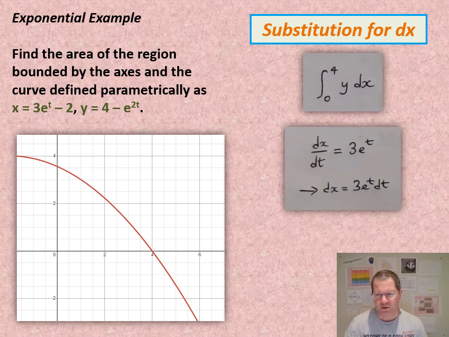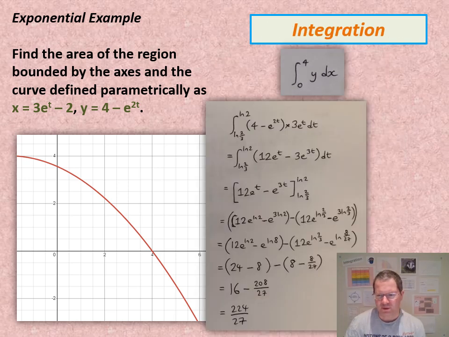So turning 0 and 4 for x into t values, we know that y equals 4 minus e to the 2t. So finally, we just need an expression for dx. So dx by dt is 3e to the t, and hence dx is 3e to the t dt. So now we're going to put it all together. Our limits are ln 2/3 and ln 2. y is equal to 4 minus e to the 2t, and dx is equal to 3e to the t dt.